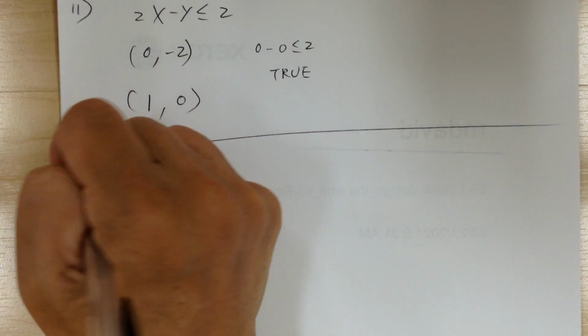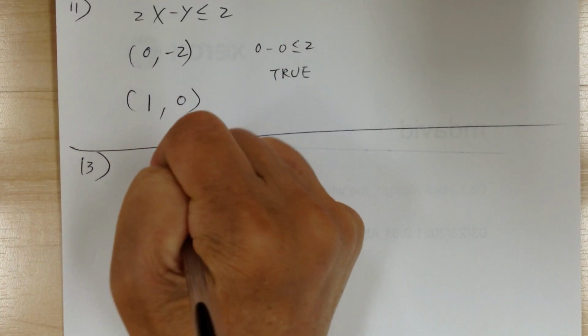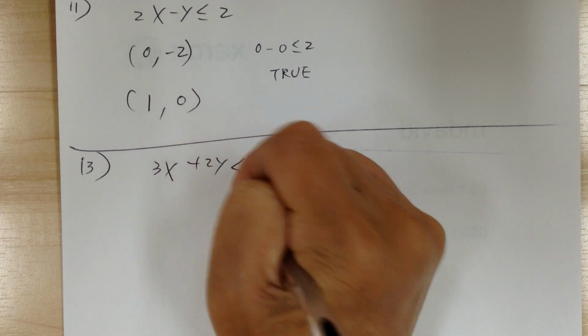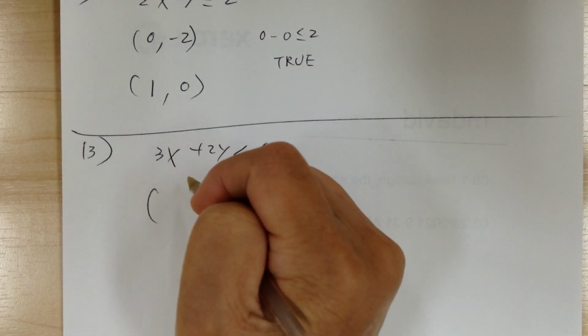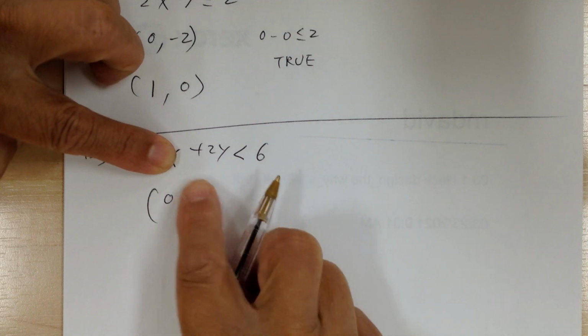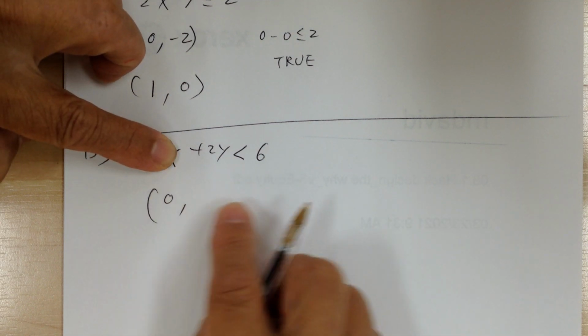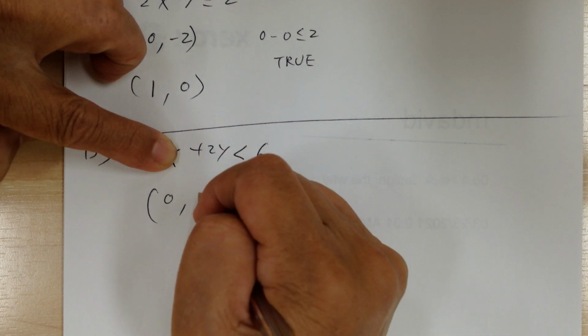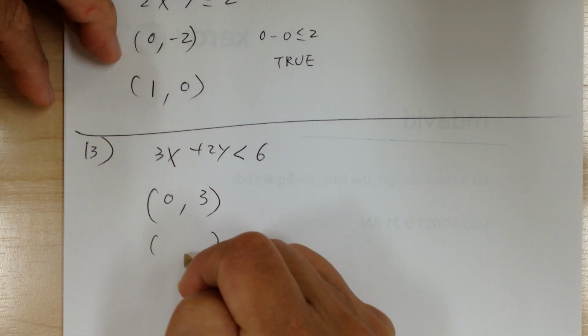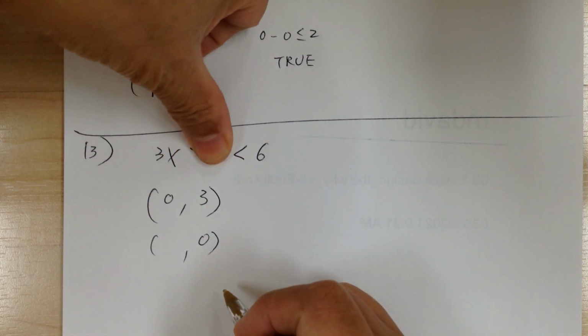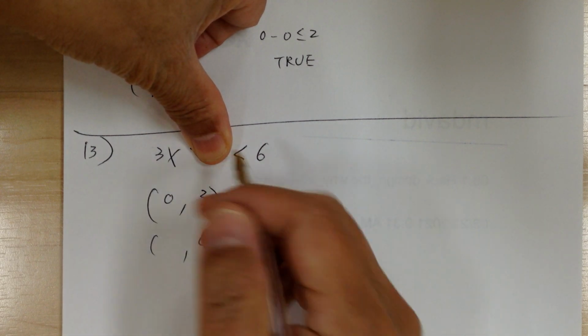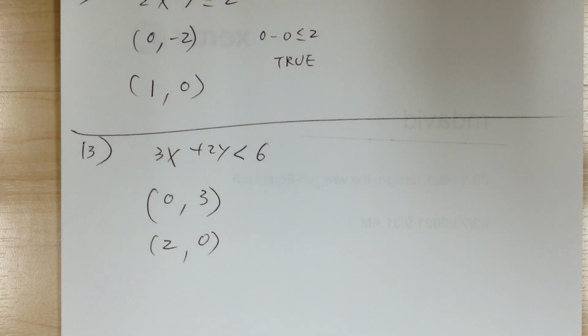Okay, let's go to the next one. You got 3x plus 2y is less than 6. So you can let x equal to 0. When x equals 0, this is gone. Divide both sides by 2, so y will equal 3. You do the reverse. You let y equal to 0, so this is gone. Divide both sides by 3, so you get x equal to 2. So that's how you can get the intercept points very quickly. Okay, so that's going to graph.